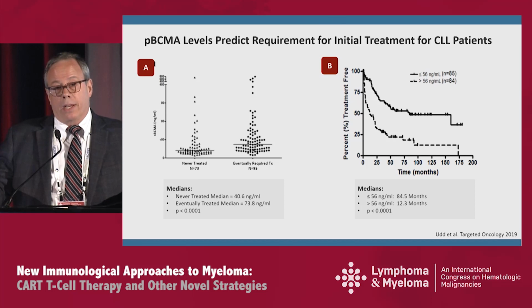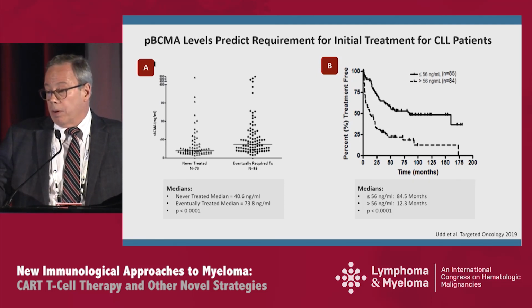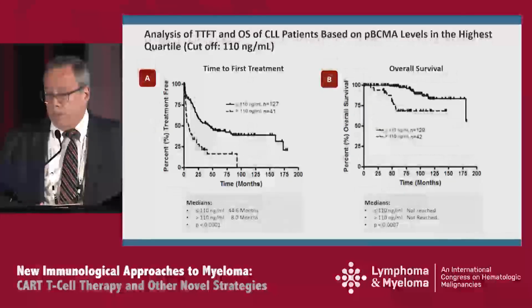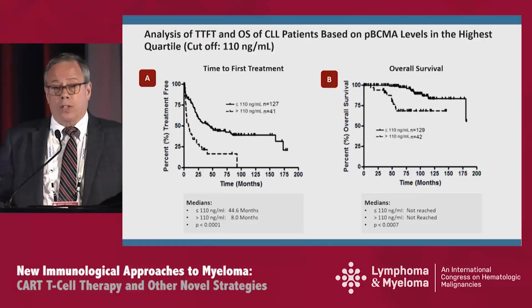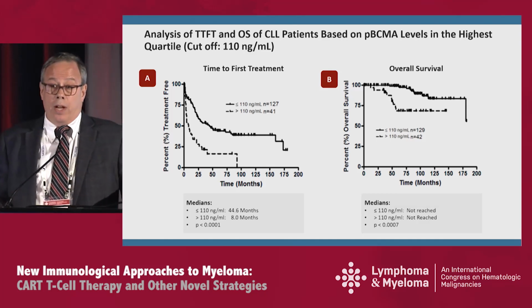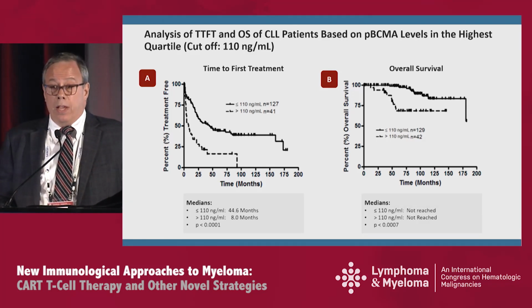The right-hand side is cutting it at the median, which was 56. If you were above 56, you only went 1 year before treatment, whereas if you were below 56, 7 years. Markedly different prediction for time to first treatment. And then if you look at the highest quartile, the high risk, if you will, which cuts at 110, you'll note on the left-hand side a dramatic difference. Again, patients above 110 had only 8 months for time to first treatment, 45 if you were below.